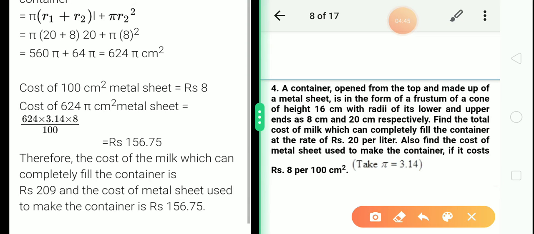Now it is given that cost of 100 centimeter square metal sheet is equal to Rs 8. Therefore cost of 624 pi centimeter square metal sheet is equal to 624 into pi, that is 3.14, into 8 upon 100. If you solve this, then you will get cost of 624 pi centimeter square metal sheet equal to Rs 156.75. Therefore the final answer is: the cost of milk which can completely fill the container is Rs 209 and the cost of metal sheet used to make the container is Rs 156.75.